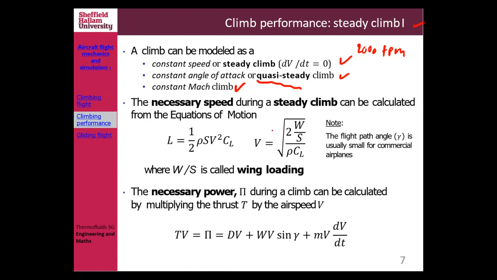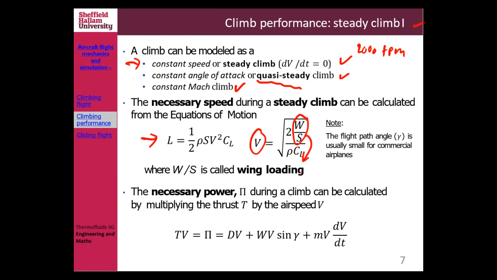So what happens if we look into the first one? We have already looked at the first one by looking into the flight path angle, the climb angle. But here, obviously, back to the original statement of lift, which is lift equals half rho V squared S CL. Then obviously the V that you need in order to climb is the square root of 2 times W over S divided by rho CL.